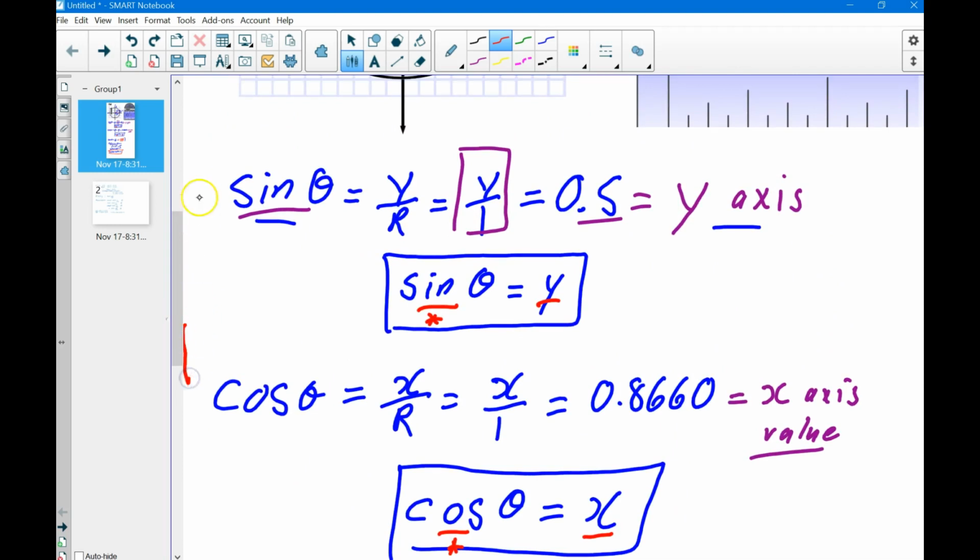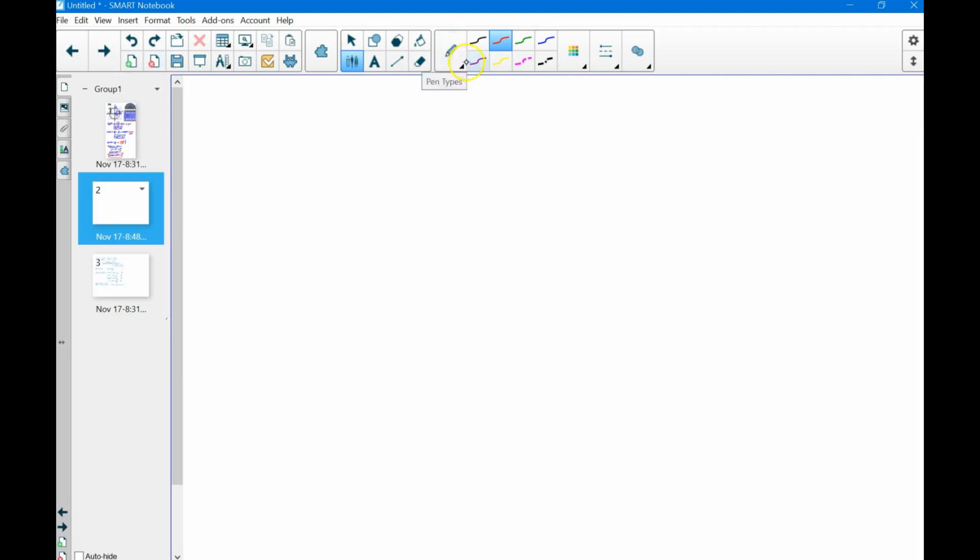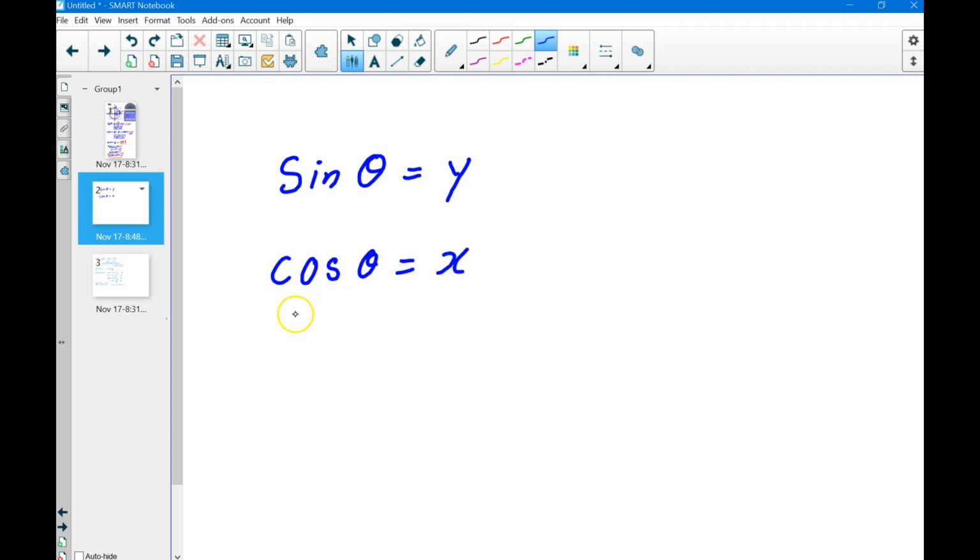So alright, all I'm going to do, new page here. So I have sine theta equals y, and cosine theta equals x, and my tan theta is equal to y over x.